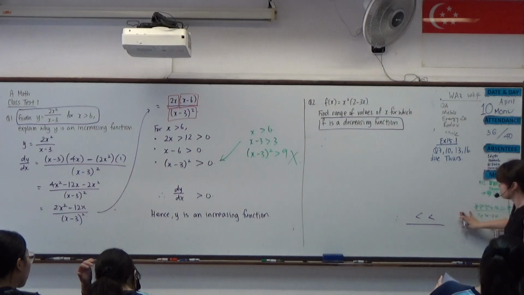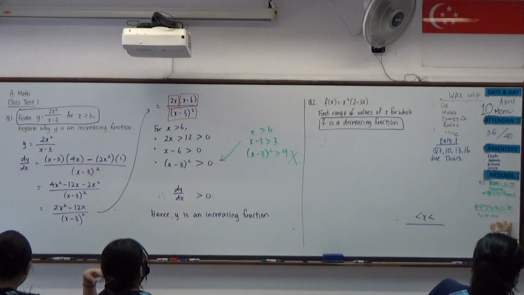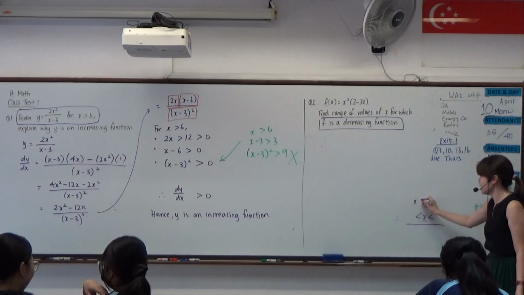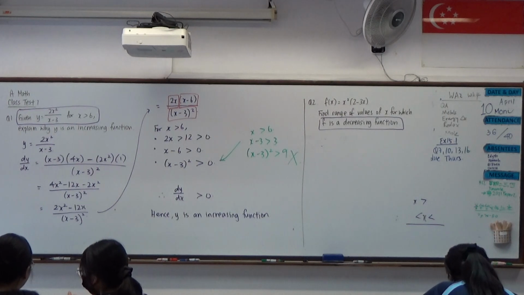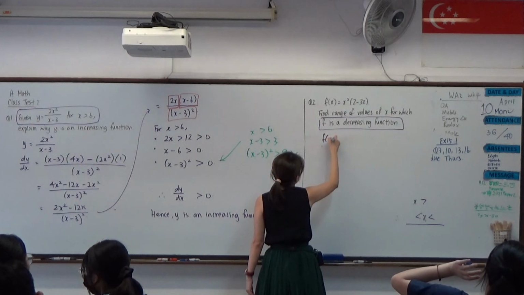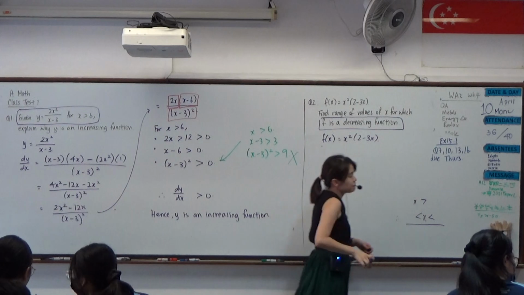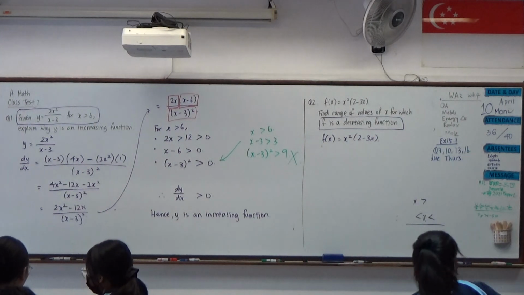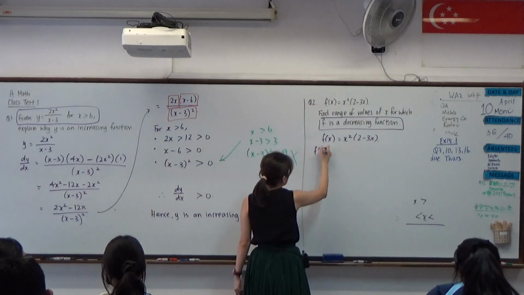I don't know how the interval looks like, where x is involved. Right? So your x can be such an interval, or else it can be such an interval. We know that it must be an inequality at the end. Alright? So, given that f(x) equals x squared times (2 minus 3x), we can find out what the derivative is. Either you do your product rule or you expand first.